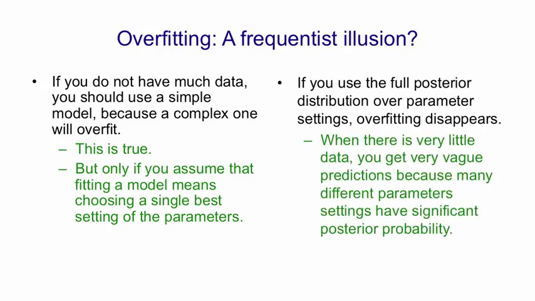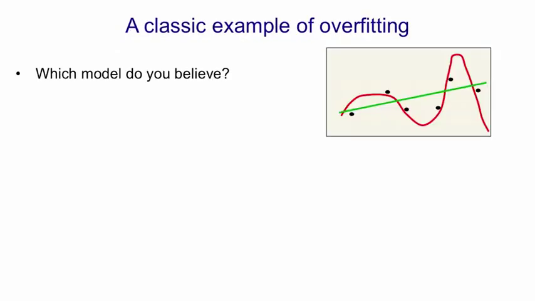If there's very little data, the full posterior distribution will typically give you very vague predictions, because many different settings of the parameters that make very different predictions will have significant posterior probability. As you get more data, the posterior probability will get more and more focused on a few settings of the parameters, and the posterior predictions will get much sharper. So here's a classic example of overfitting. We've got 6 data points, and we fitted a 5th order polynomial, and so it should go exactly through the data, which it more or less does.